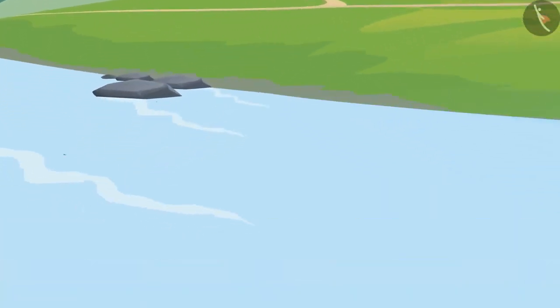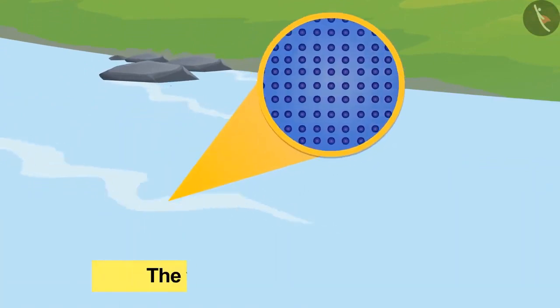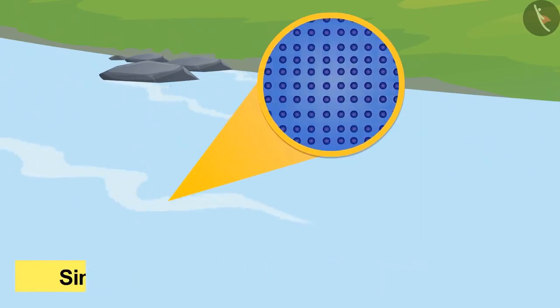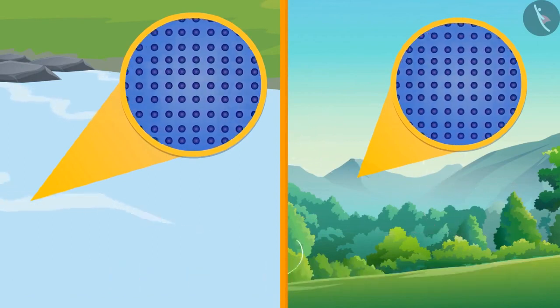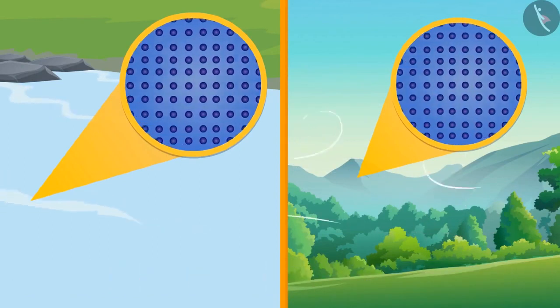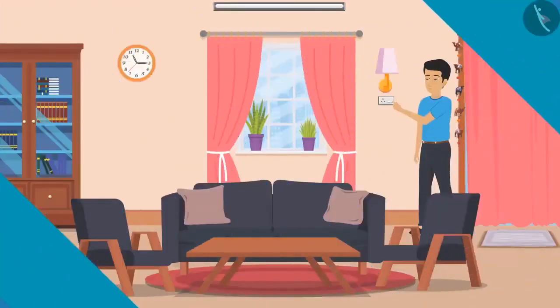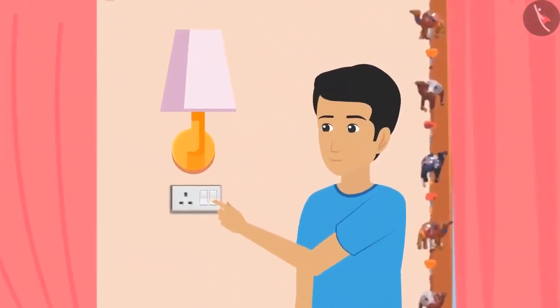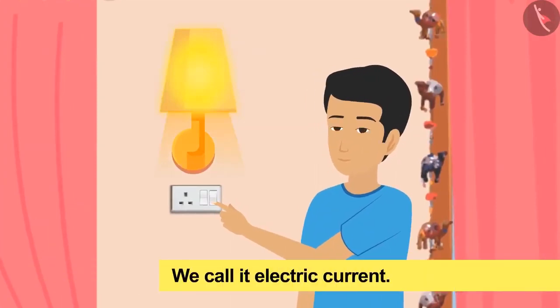Like the speed of the car, we can see the flow of water in the river in the same way and say that the water current is more. Similarly, the case with the air current as well. So it would be fair to say that current is a physical quantity which shows a relation of different parameters with time. If everything that flows has current, what will they call the current that glows the bulb when you put on the switch? We call it electric current.